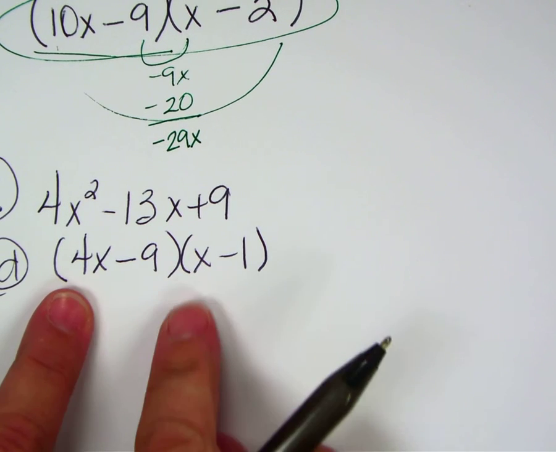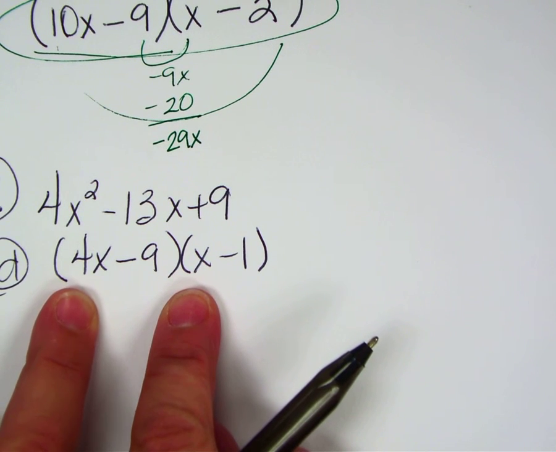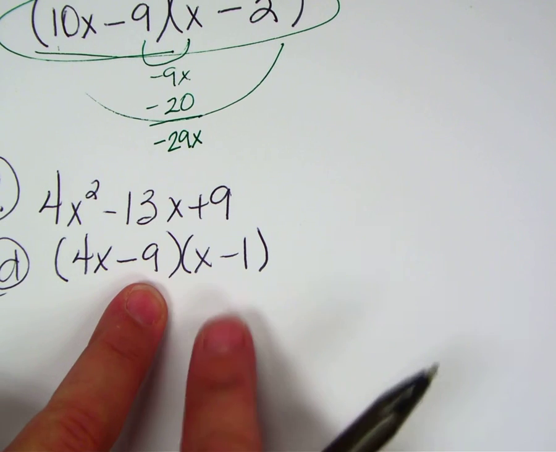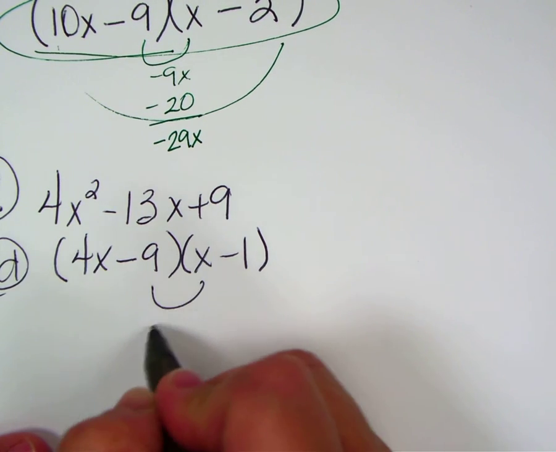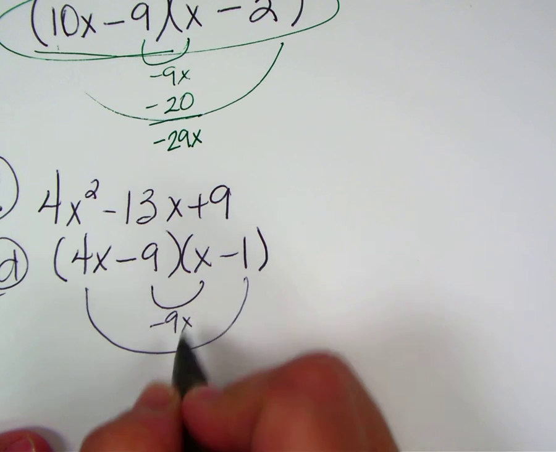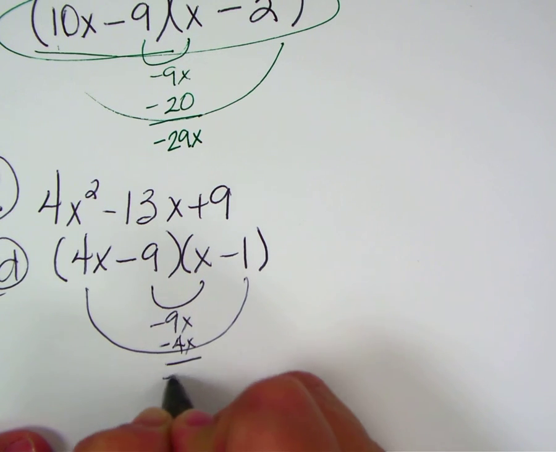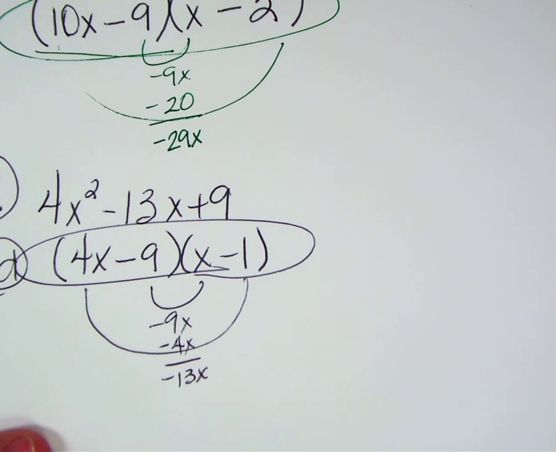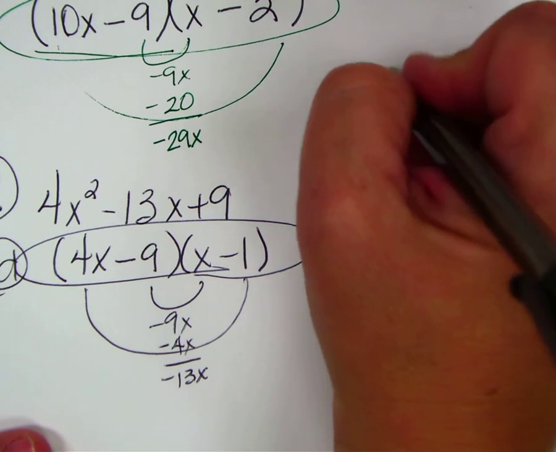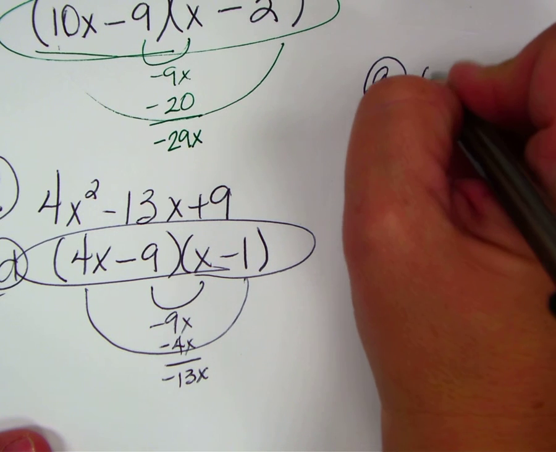Okay, again. 4x times x gives me 4x squared. Negative 9 times negative 1 gives me positive 9. And then negative 9x and negative 4x gives me negative 13x. So that does work. Sometimes the answer's right there.